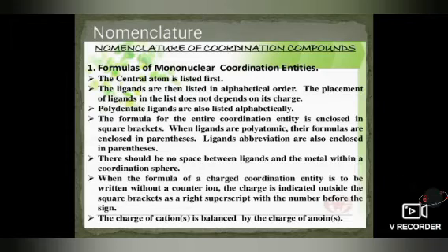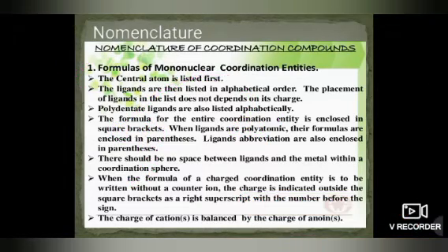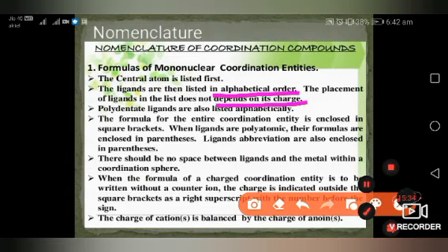Now nomenclature, which is very important: how to write the coordination compound. Dear students, these are the steps. First, how to write the formula of a mononuclear coordination entity. The central atom is listed first. The ligands are then listed in alphabetical order. First we will write the name of the central metal, then the ligands are listed in alphabetical order. If suppose chloro is there or amine is there, the amine will be written in front of chloro because A comes alphabetically before C. Got my point, I think. The placement of a ligand in the list doesn't depend on its charge. Okay, it should be on the basis of alphabet, not on the basis of charges.